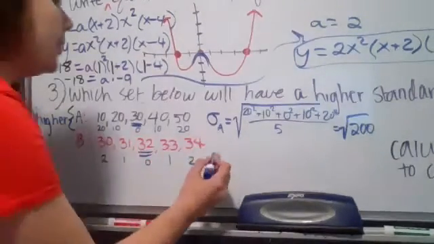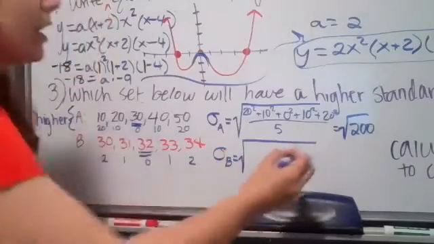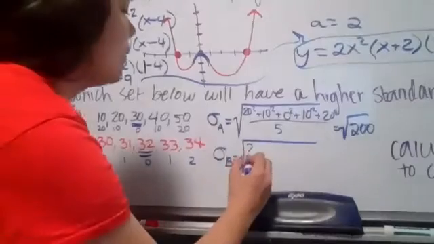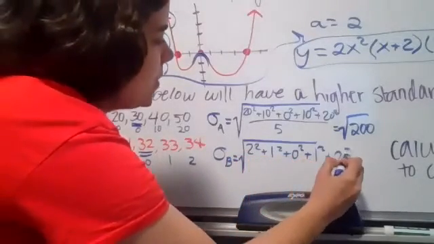And then for B, I'll calculate that in a moment. We're going to have the square root of 2 squared plus 1 squared plus 0 squared plus 1 squared plus 2 squared.